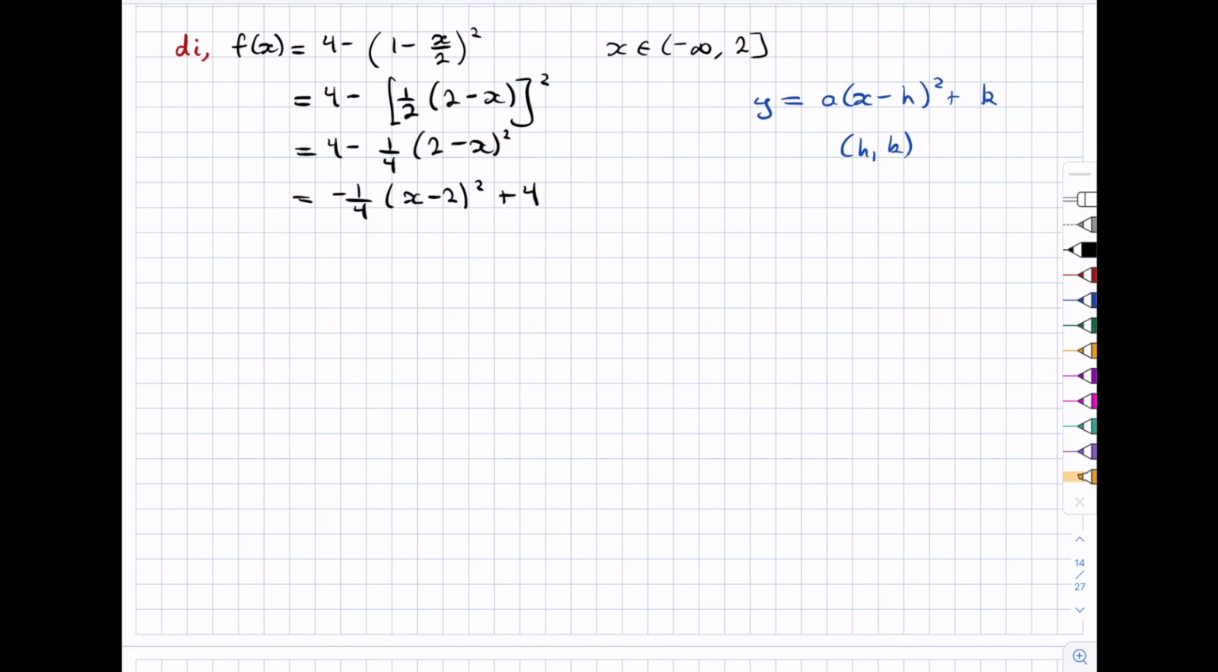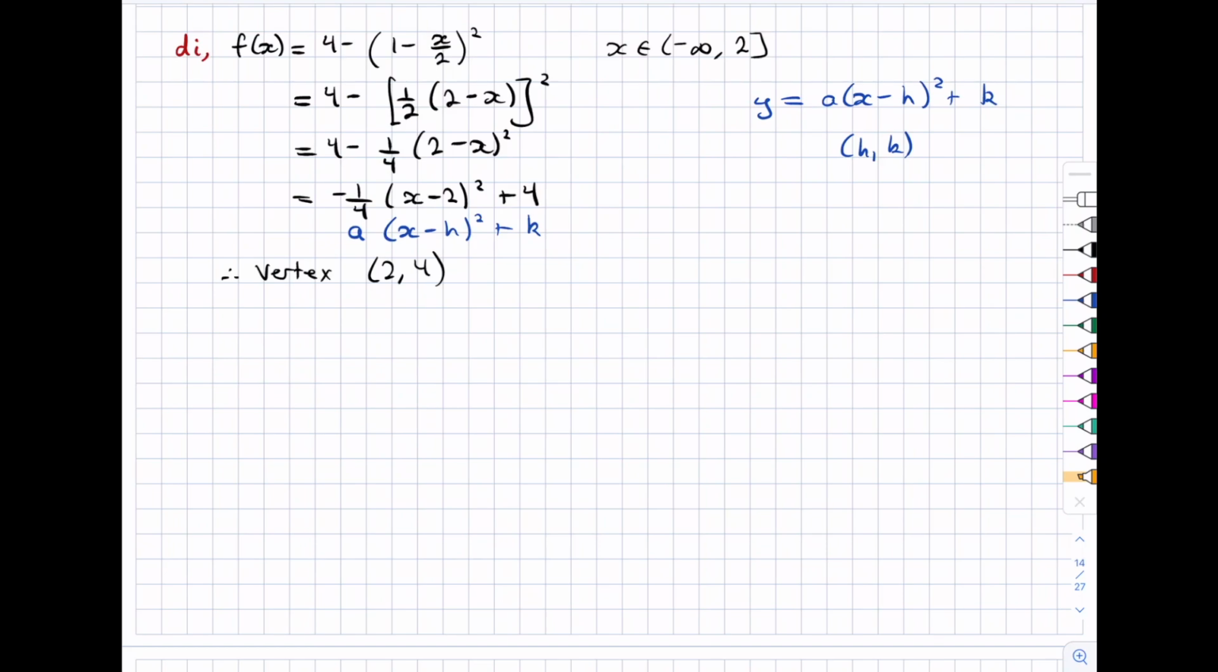And you can see quite clearly now this is in the form of a times (x minus h) squared plus k. And so this tells me that my vertex is going to occur at (2, 4). Okay, so the vertex is there. We've got it. That's an important point for the graph of a parabola. Now we just want to find x and y intercepts.